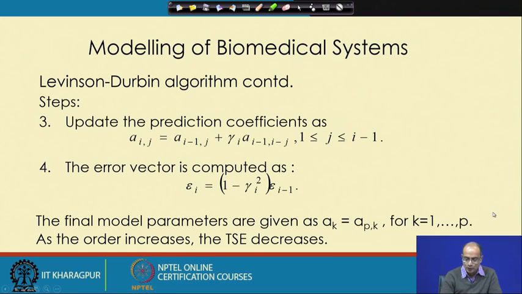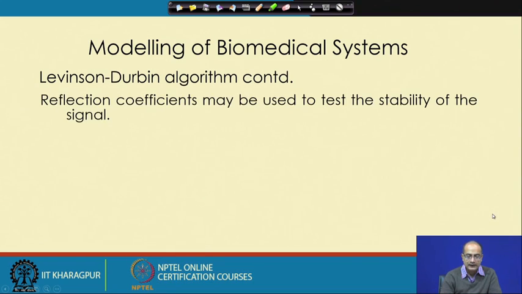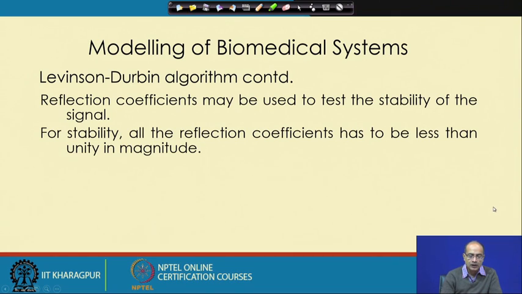Now, let us look at a couple of interesting things. From the book of Professor Rangayyan we have taken these points. It is written that reflection coefficients may be used to test the stability of the signal, and the next point is, for stability all the reflection coefficients have to be less than unity in magnitude. I have not changed those statements because they are in the book, and if you are following that book you may be a bit ruffled if I change them.